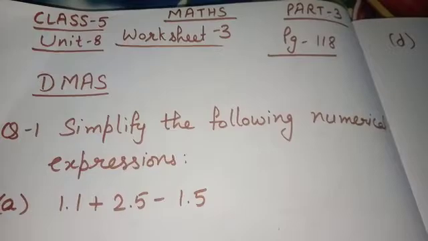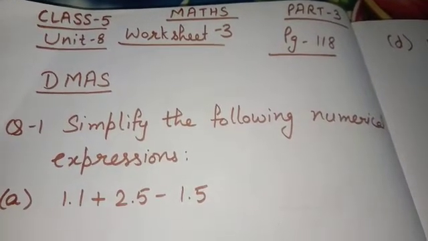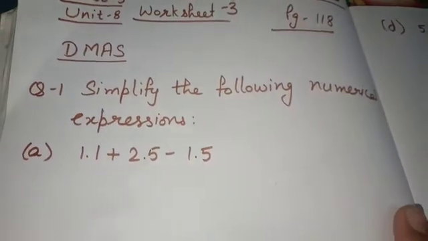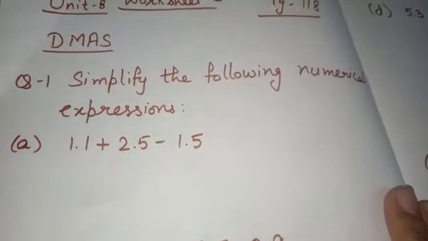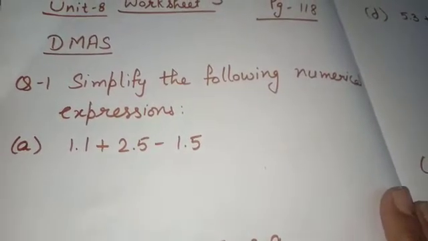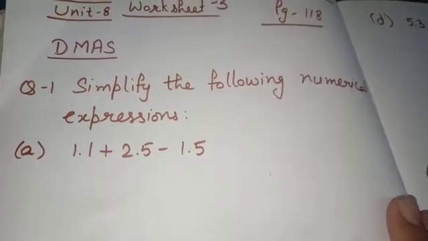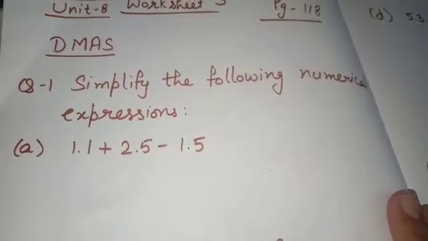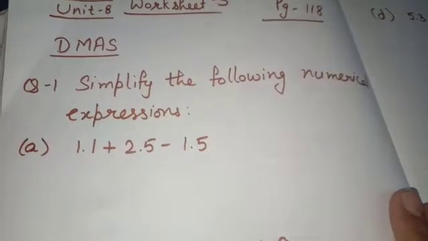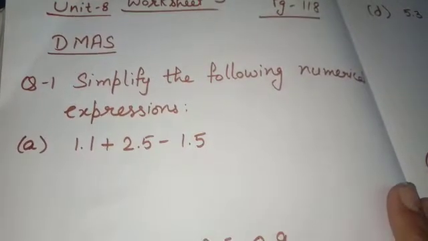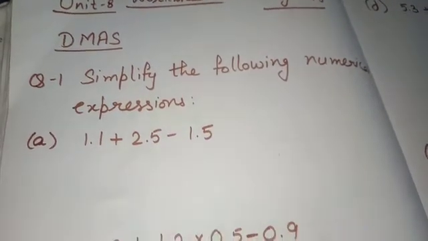Today we are doing worksheet 3 of unit 8 with the same simplification rule, DMAS. Question number 1 in worksheet 3 is: simplify the following numerical expressions. The questions are exactly the same as we have done in worksheet 1 and 2, but in worksheet 1 the questions were of whole numbers. In worksheet 2 we did the questions of fractions, and now in worksheet 3 the same concept will be followed in case of decimal numbers.